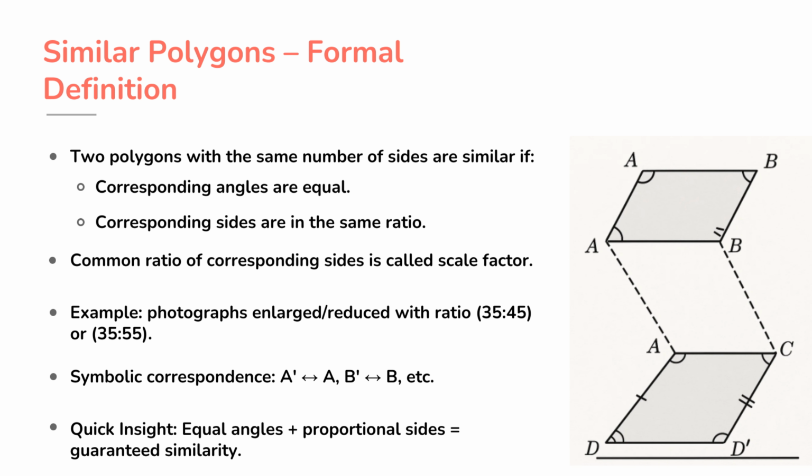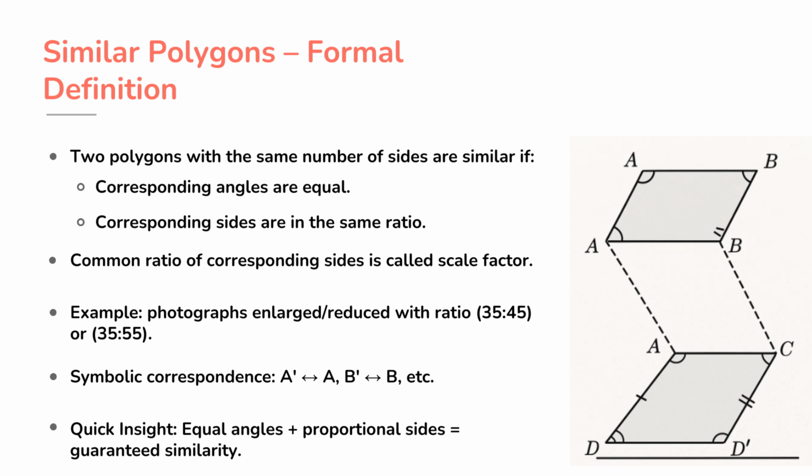Think of it like enlarging or reducing a photograph. The shape stays the same, only the scale changes. To show correspondence clearly, we write it symbolically as A corresponds to P, B corresponds to Q, C corresponds to R, and D corresponds to S.